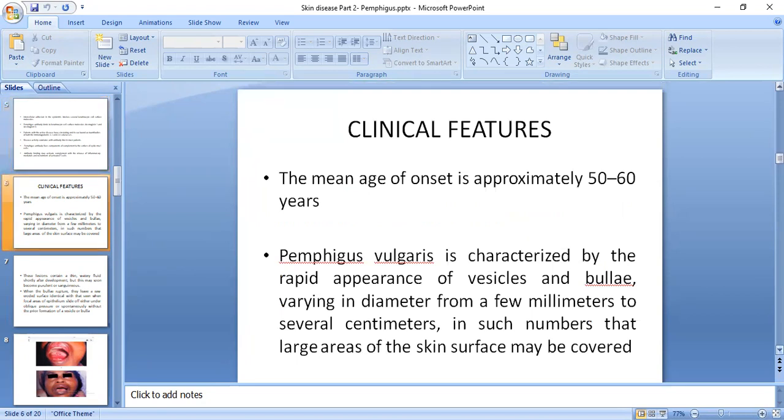Now coming to the clinical features. So the mean age of onset is approximately 50 to 60 years and it is characterized by the rapid appearance of vesicles and bullae varying in diameter from a few millimeters to several centimeters in such numbers that large areas of the skin surface may be covered.